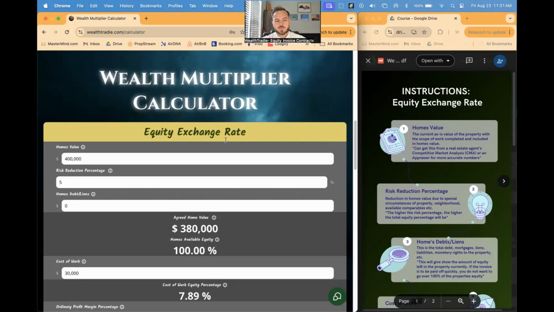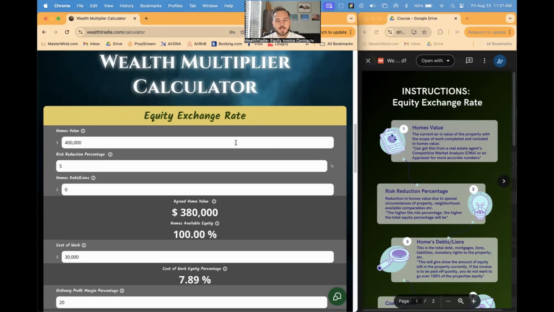So the equity exchange rate, we're first going to need the home value, which is the current as is value of the property with the scope of work finished, meaning after renovations are completed. This will give you the most amount of equity to use and leverage against the property. And also, it gives you an idea of this is the value of the property after the work's done. It'll give you exactly the difference between value of the contractor's work.